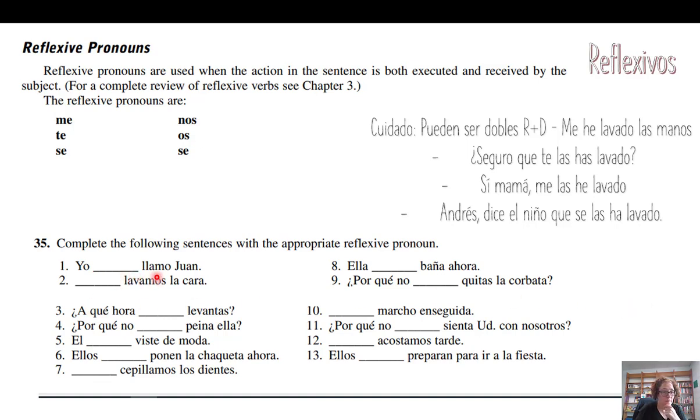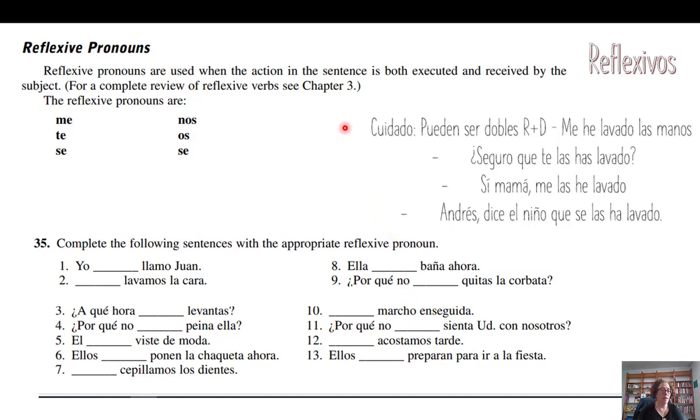So, yo me llamo Juan. Nos lavamos la cara. ¿A qué hora te levantas? ¿Por qué no se peina? Él se viste de moda. Ellos se ponen la chaqueta. Nos cepillamos los dientes. Se baña ahora. ¿Por qué no te quitas la corbata? Me marcho enseguida. ¿Se sienta usted con nosotros? Nos acostamos tarde and se preparan para ir a la fiesta. Okay?